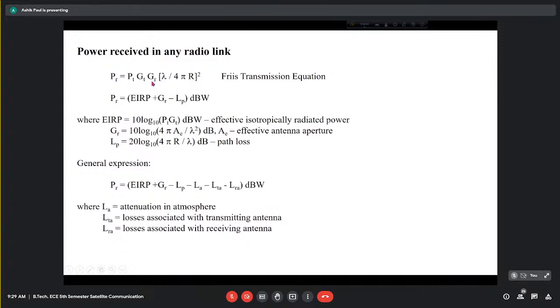So what we had seen is that when we talk about the received power, only the gain of the receiving antenna is at the disposal of the user. By making the value of this gain as large as possible, they can increase the value of the received power.